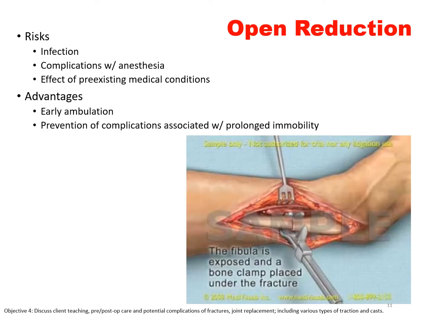Okay, so we looked at closed reduction. Now we're going to look at open reduction. The goal is still going to be the same. We want to restore the alignment, but this time we're going to restore it through a surgical incision. And it's going to include internal fixation of the fracture with wires, screws, pins, plates, rods, or sometimes even nails.